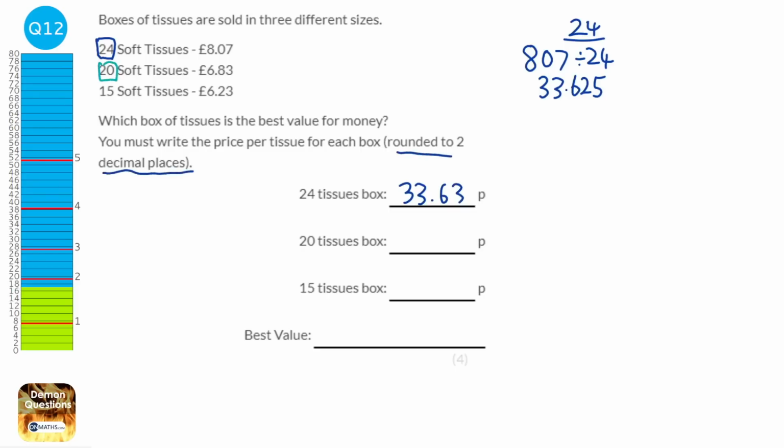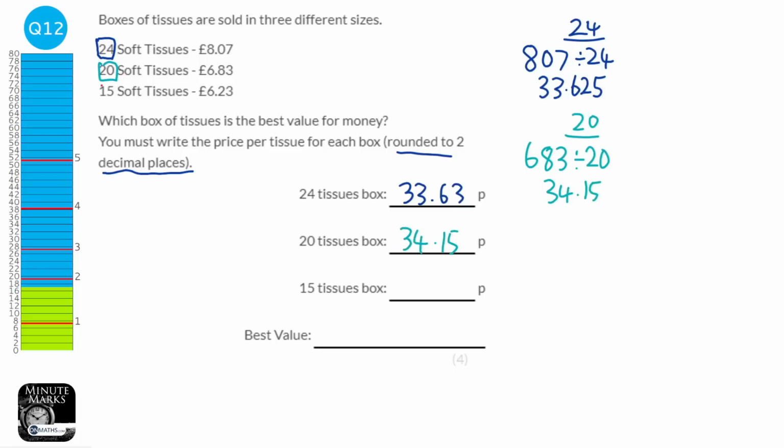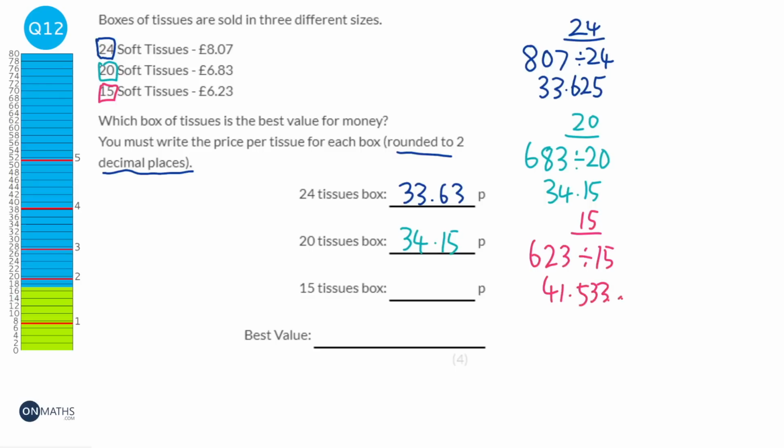Next one, we're going to do the 20 soft tissues. So this time I'm going to do 683 divided by 20. When I put that into the calculator, you get 34.15, so that's already 2 decimal places. And then finally we're going to do the 15 soft tissues. So we're going to do the 623 divided by 15 to find the price per tissue. It should be 41.533 and so on, and rounded would be 41.53.